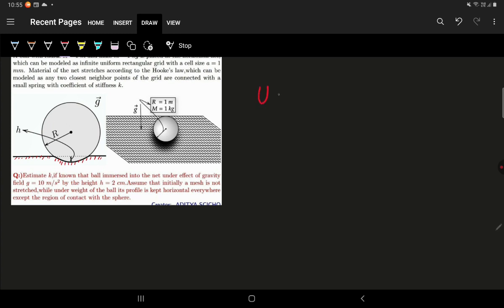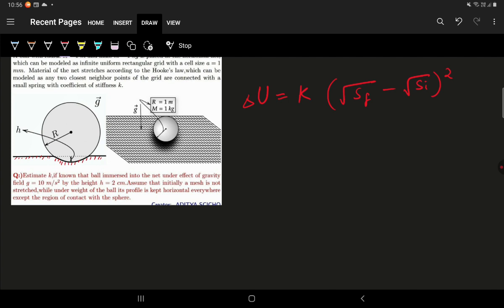I have said that the potential energy of a 2D mesh is given as k, where k is the stiffness constant or coefficient of stiffness of a single spring, into root Sf minus root Si, whole square. This is given as the change in potential energy. I also linked a bit of surface tension in that video. So basically the change in potential energy will be k times root Sf minus root Si whole square. I hope it's clear.